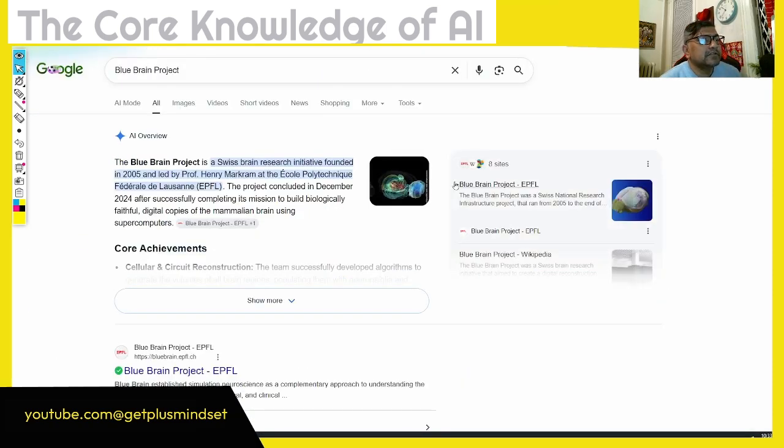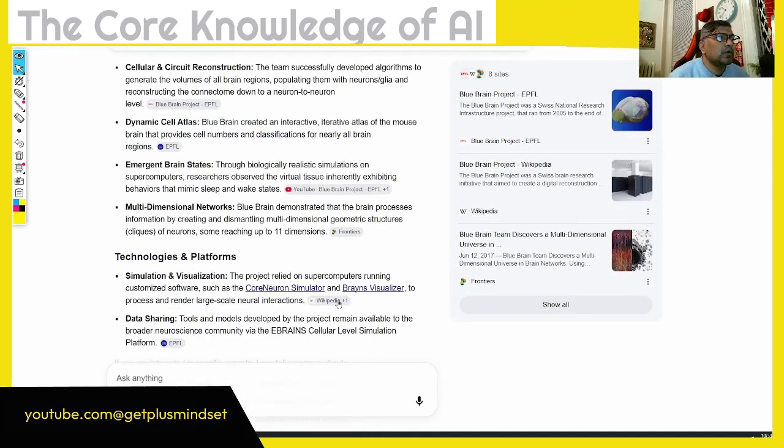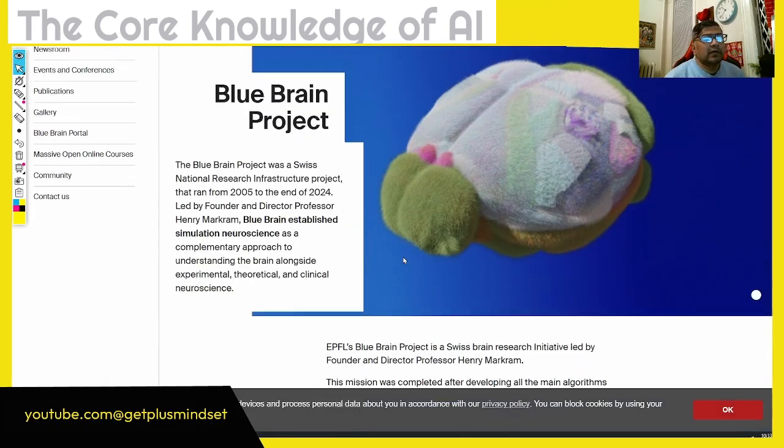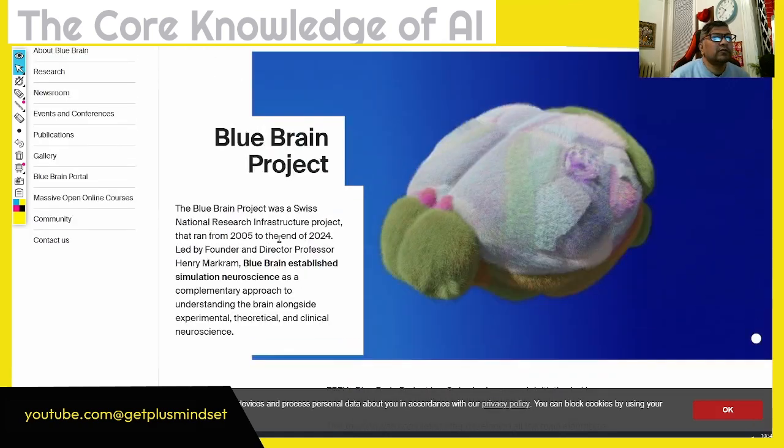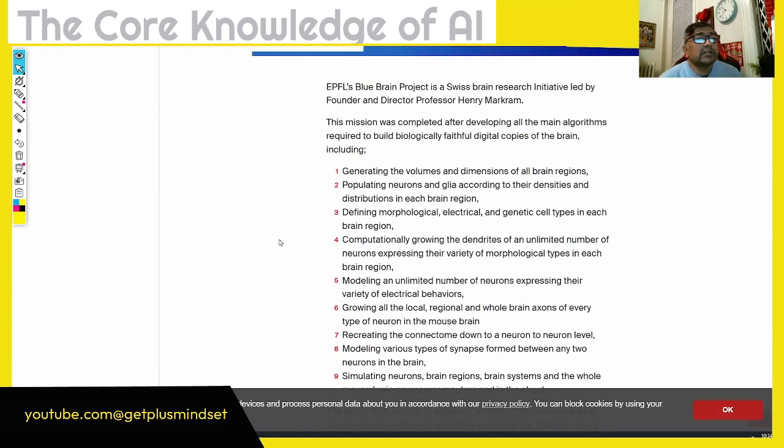So it is a brain research foundation basically. They have a website. Let's see what they are doing. Okay, mission was completed after developing all the main algorithms required to build a biologically faithful digital copy of a brain. Wow, so it is very interesting. I was not aware of this kind of project. Generate the volume and dimension of the brain regions populated. So basically it segregated different tasks of the human brain and wants to mimic this in an artificial brain.